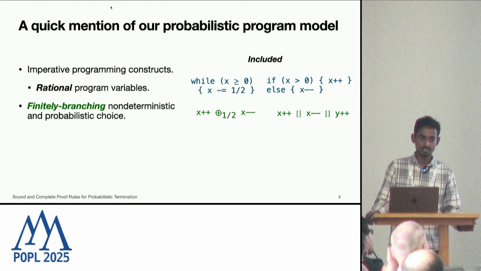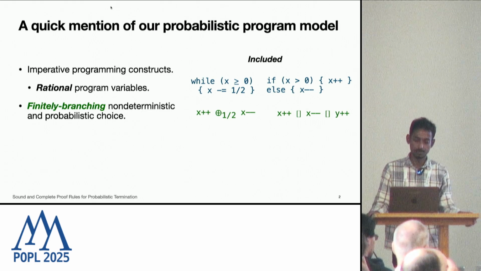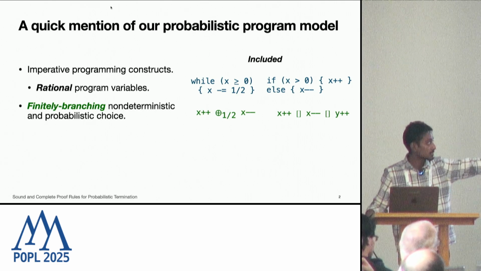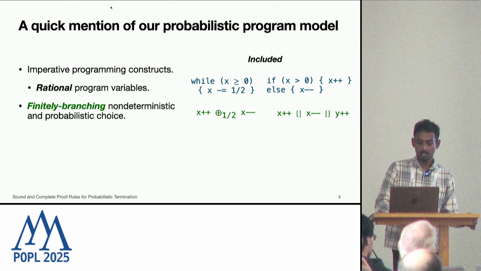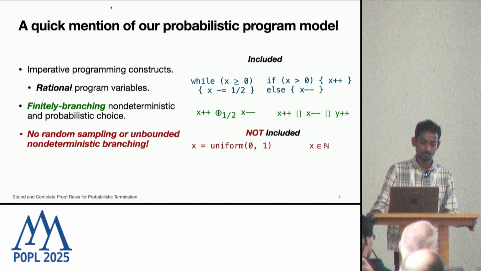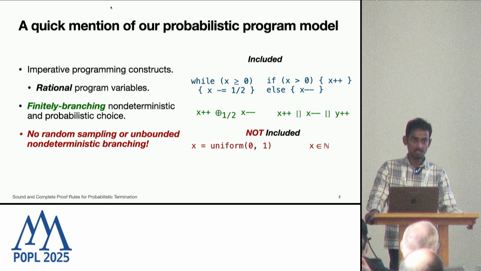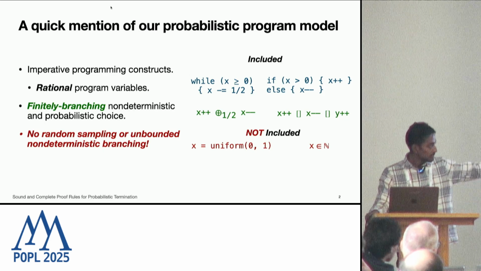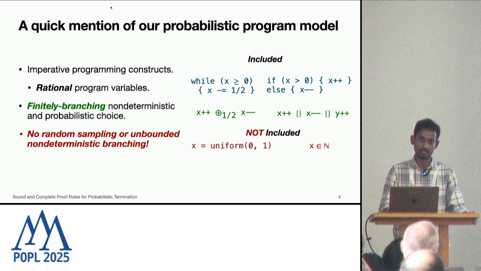This means we can have single instructions where you can increment or decrement a program variable x with equal probability, or you can non-deterministically either increment x, decrement x, or increment y. However, we do not allow for random sampling or for unbounded non-deterministic branching. This means we cannot uniformly sample a number between 0 and 1 and assign it to a program variable x. Similarly, we cannot non-deterministically assign any natural number to a program variable x either.